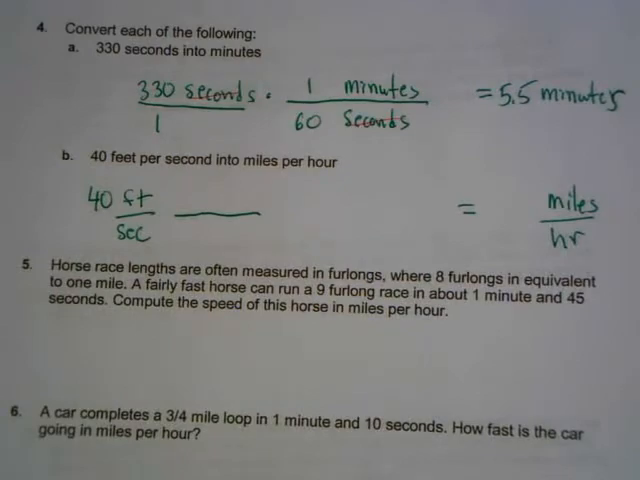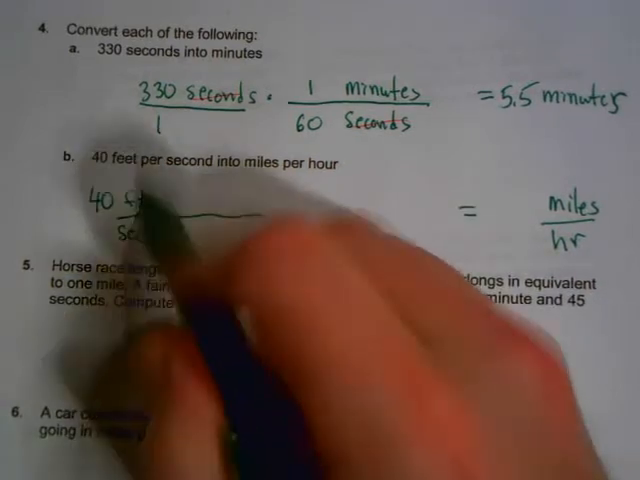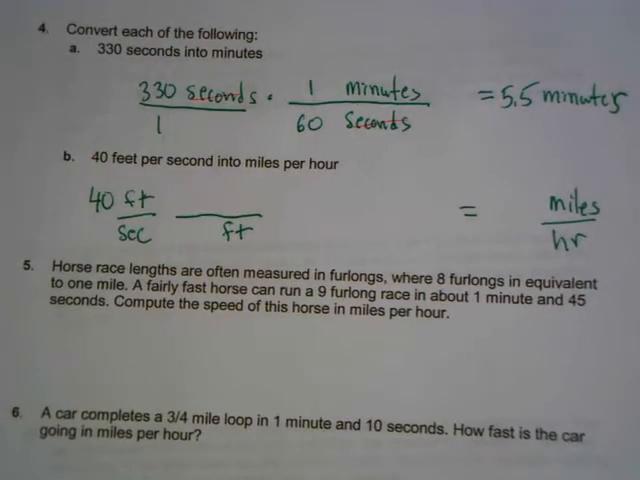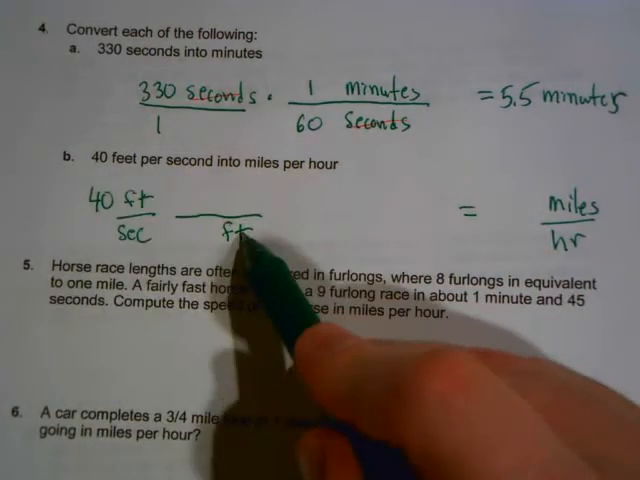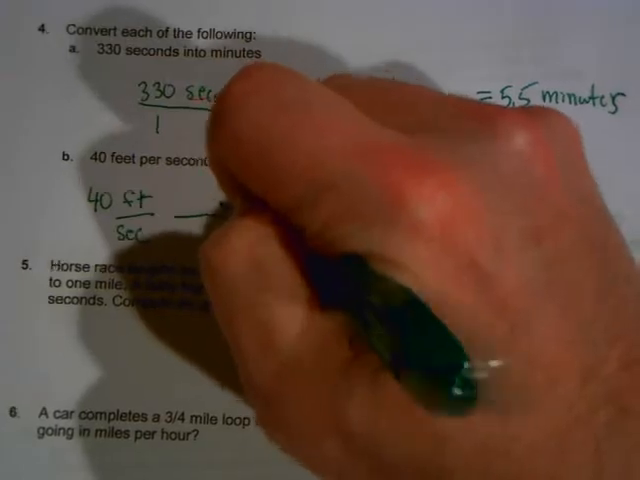Again, I think of this as a fraction. I have feet. I don't want feet when I get all done. So if I have feet on top and I want to get rid of feet, I need to put feet on bottom so that my feet on top will cancel with my feet on bottom. I want miles up on top.